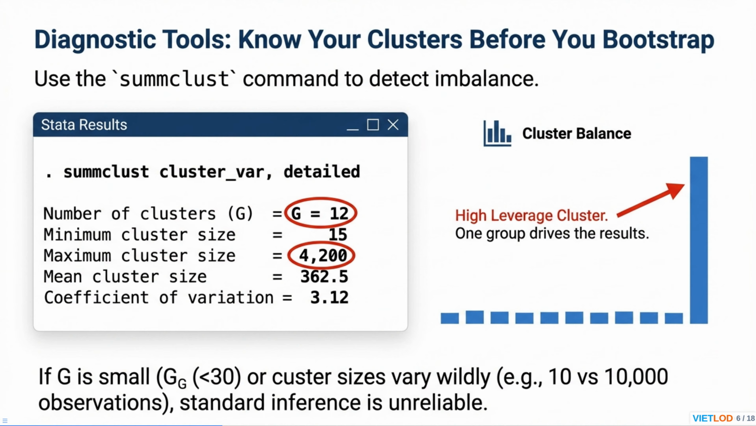When G is small or cluster sizes are so imbalanced, standard inference becomes completely unreliable. For instance, in a study of U.S. counties, if your sample includes both Los Angeles County with millions of people and a tiny rural county, Los Angeles would be that high-leverage cluster, making standard p-values misleading. Identifying these issues is the first step towards robust analysis. Now that we know how to diagnose the problem, let's explore how the Wild Cluster Bootstrap provides a solution.